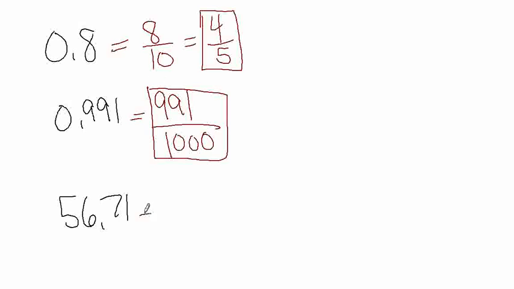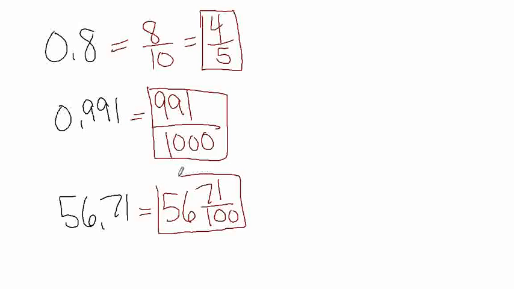For the last example, I'll put the 56 aside, and then 0.71 is equal to 71 over 100. So that one ends up being a mixed fraction, 56 and 71/100.